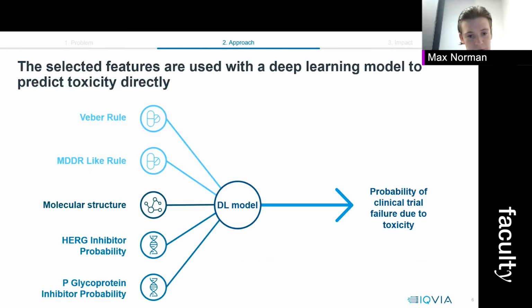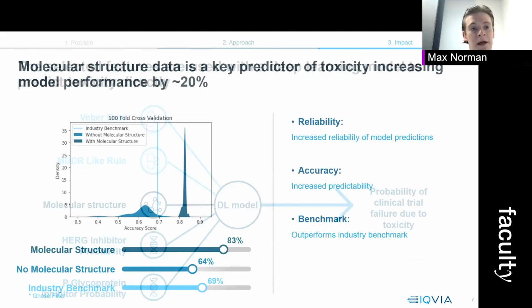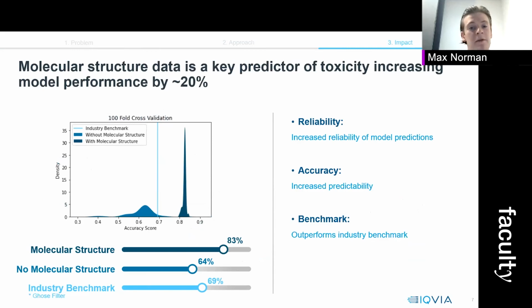combine them with this molecular structure feature, and build a deep learning model to predict the probability of clinical trial failure due to toxicity. And now, how well did we do? It turns out pretty well. The key, fundamental takeaway from this project is that molecular structure is a key predictor of toxicity. So much so that just including this molecular structure in a model increases the accuracy by roughly 20% above the current industry benchmark.